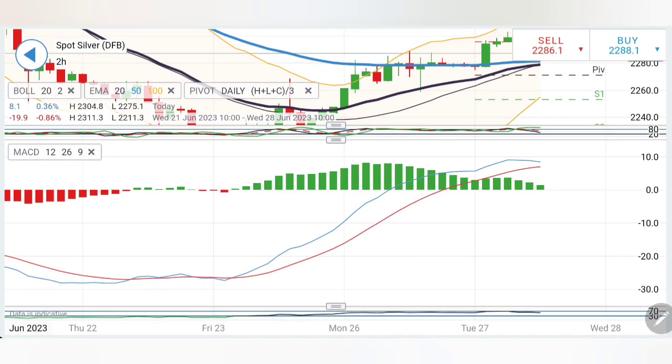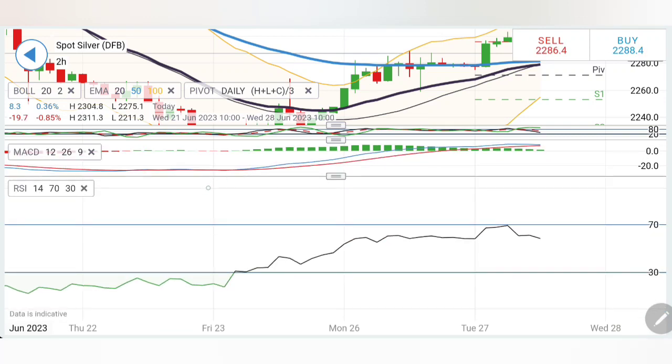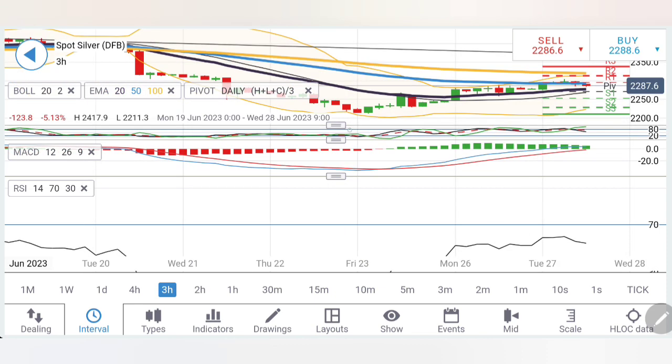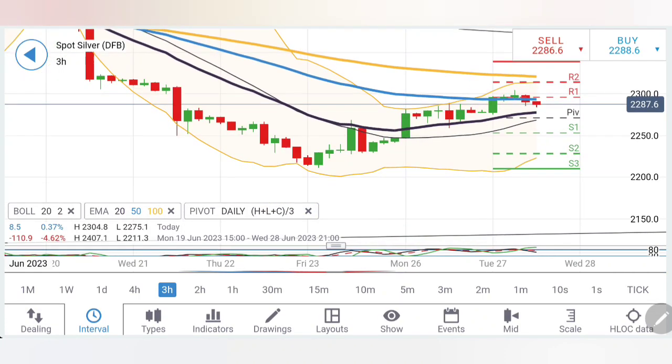Stochastic has dropped. MACD is willing to converge for a crossover for a sell. It has not yet crossed over. RSI has also started to look downwards, indicating slight bearishness.